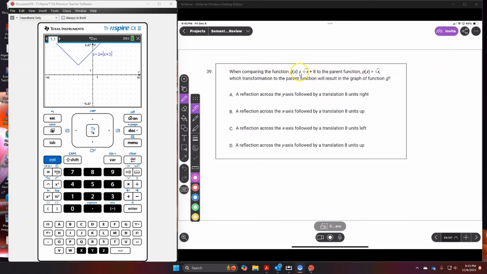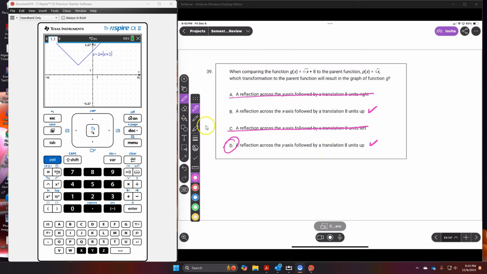When comparing this function and this function, which transformation of the parent function will result in the graph? Okay, that plus 8 means that it goes up 8. So it's either going to be B or D. So that's out and that's out. When you have the negative inside the radical, it's going to reflect over the y-axis. So your answer is D.